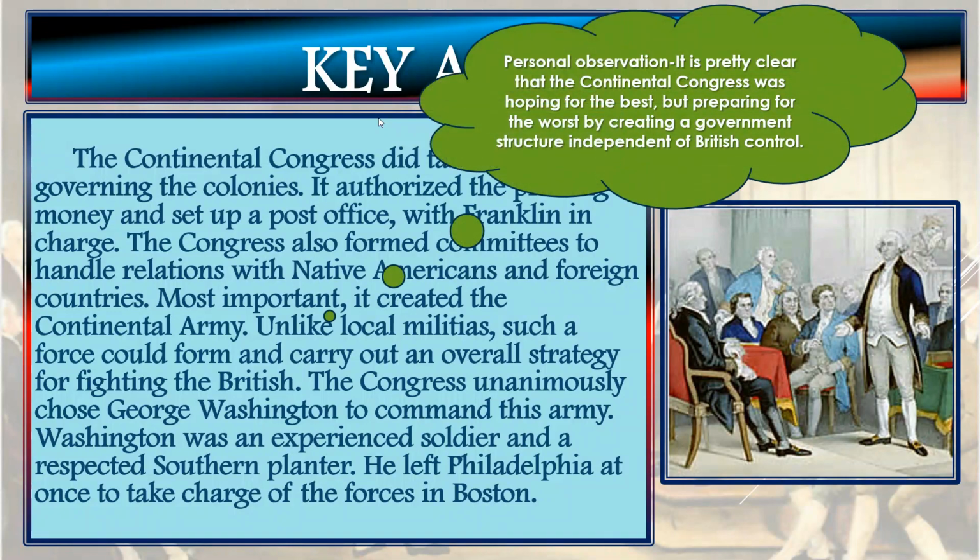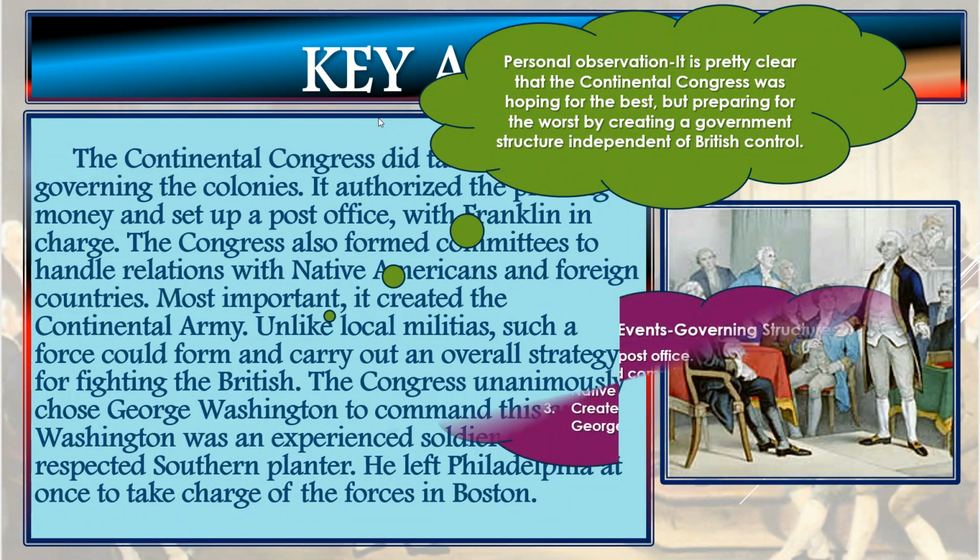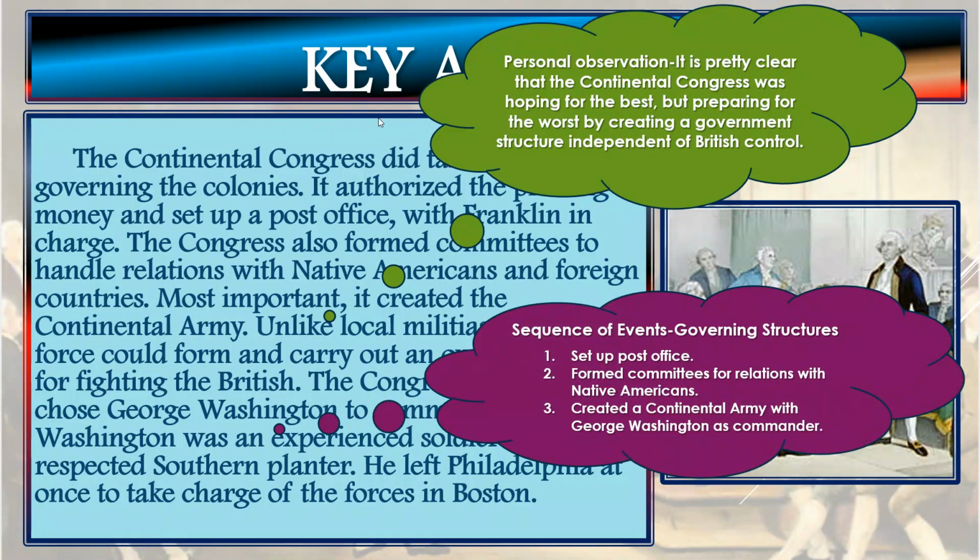Personal observation. It's pretty clear that the Continental Congress is hoping for the best but preparing for the worst. They were setting up a government structure independent of British control. So they hoped they could resolve things, but you'll note that they didn't put all their eggs in one basket, as they say. They prepared to break away if they needed to. So that's interesting, right? So, sequence of events for governing. They set up a post office. They formed committees for relations with Native Americans and foreign countries. They created a Continental Army with George Washington as commander.